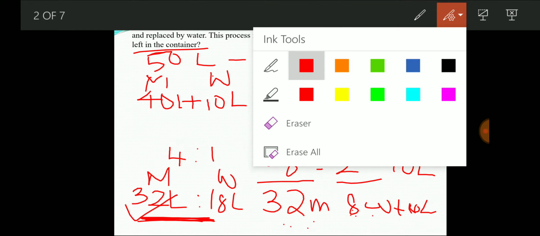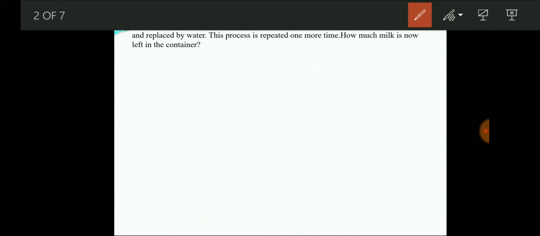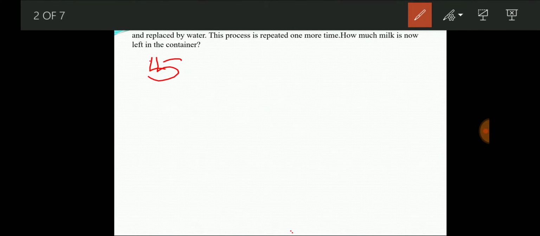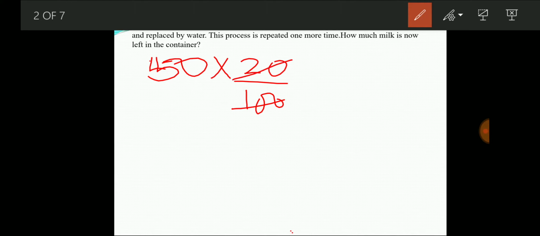So all that I'm trying to tell you here is, 50 liters is what we have. 50 liters of milk, completely it's milk. 20 liters of milk is removed initially. So if I remove 20 liters out, I'll get 10 liters reduced. So 10 liters gets reduced, it becomes 40 liters.